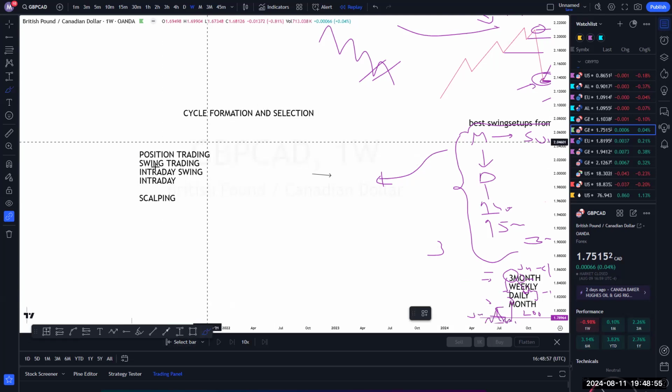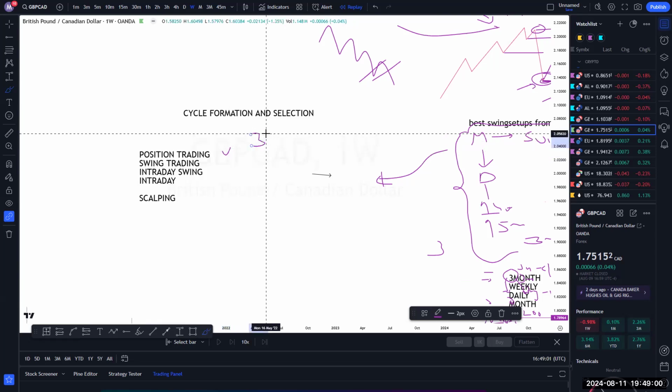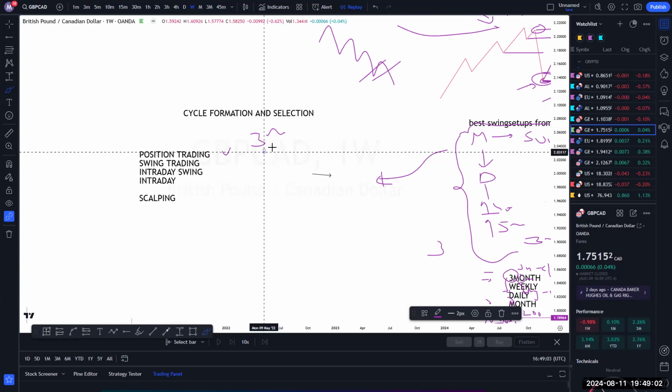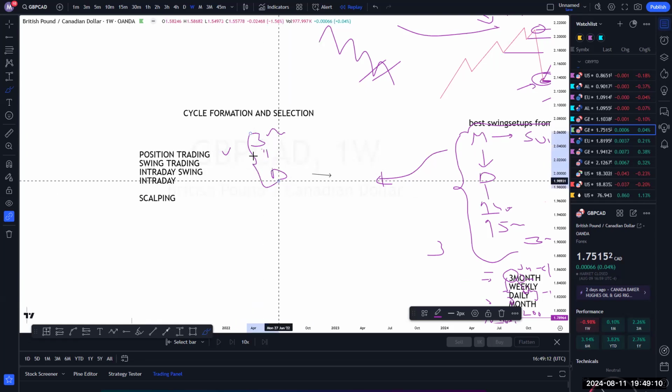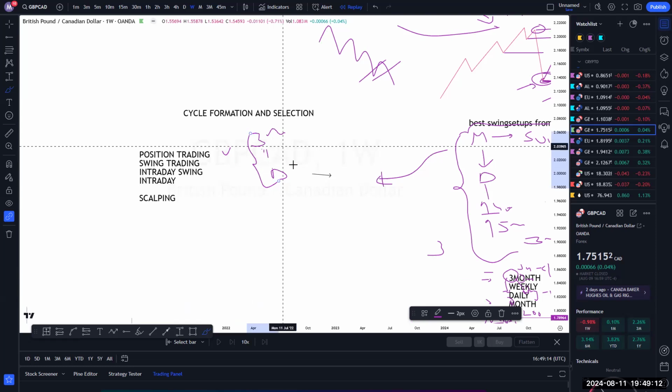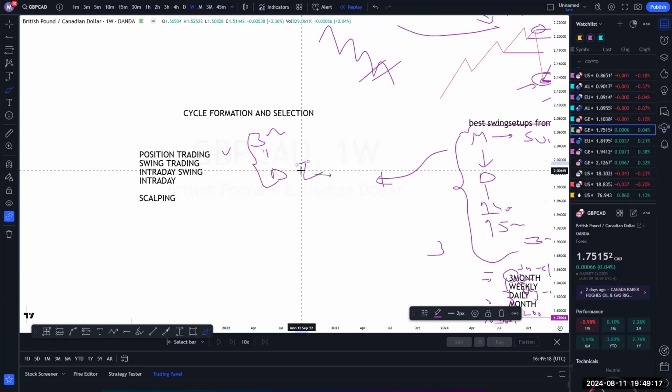Whenever we are looking at position trading, I told you we only focus on the 3 month, the weekly, and the daily time frame as our cycle. The daily time frame is going to be our entry. Okay, that's the position trading.